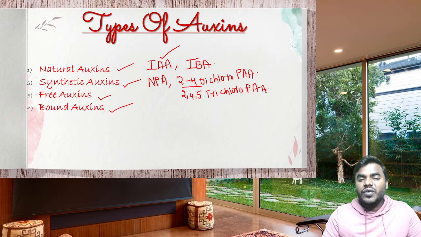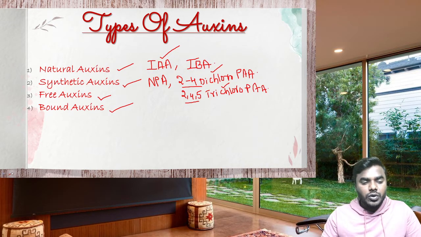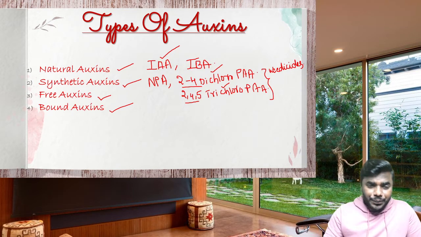Friends, 2,4 are the carbon numbers where the chloro functional groups are present. 2,4,5 are the carbon numbers where the chloro functional groups are present. My friends, the point I want you to remember for the exam, which was asked in the exam also, is that these two basically act like weedicides. Please kindly do not forget this statement under any circumstances.